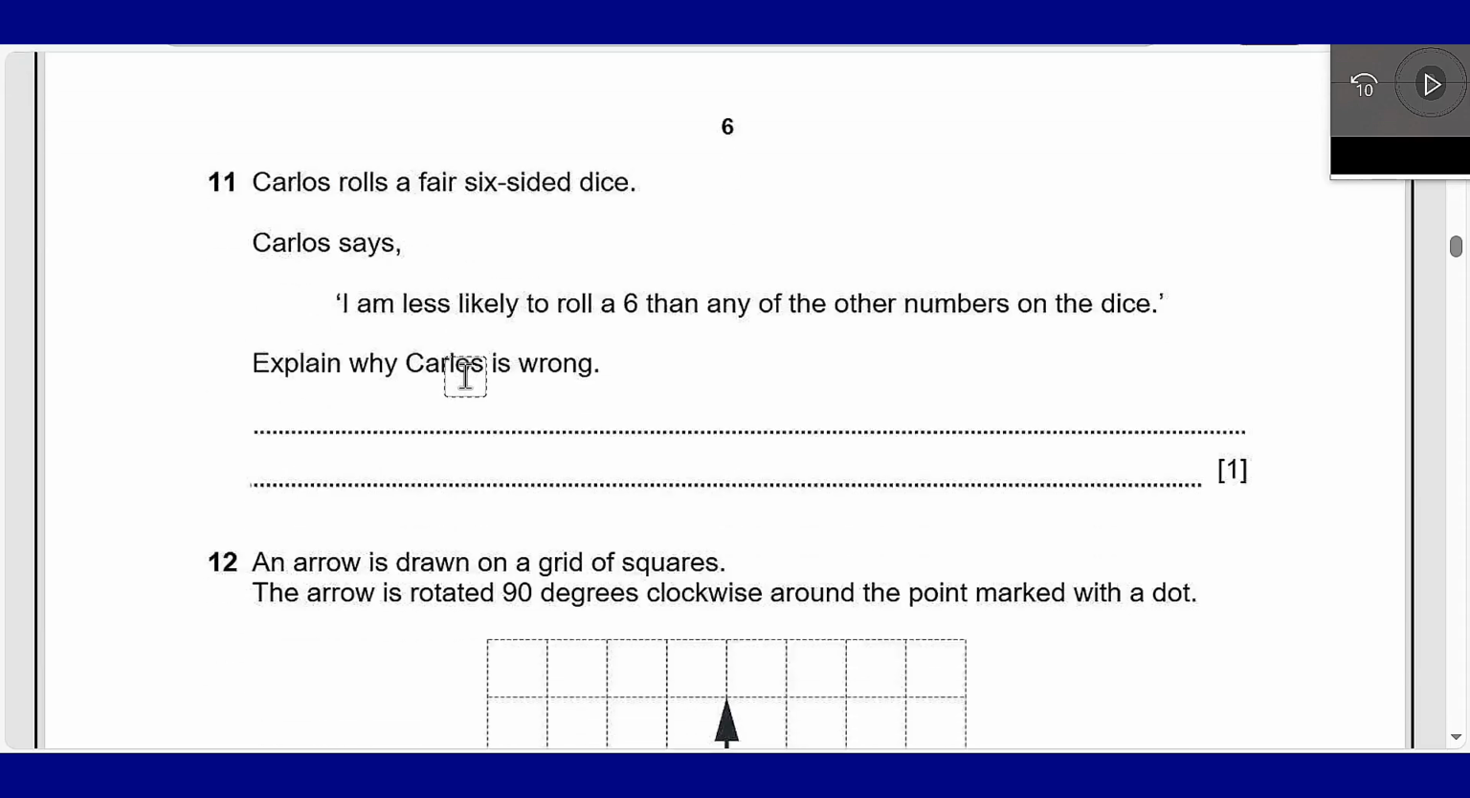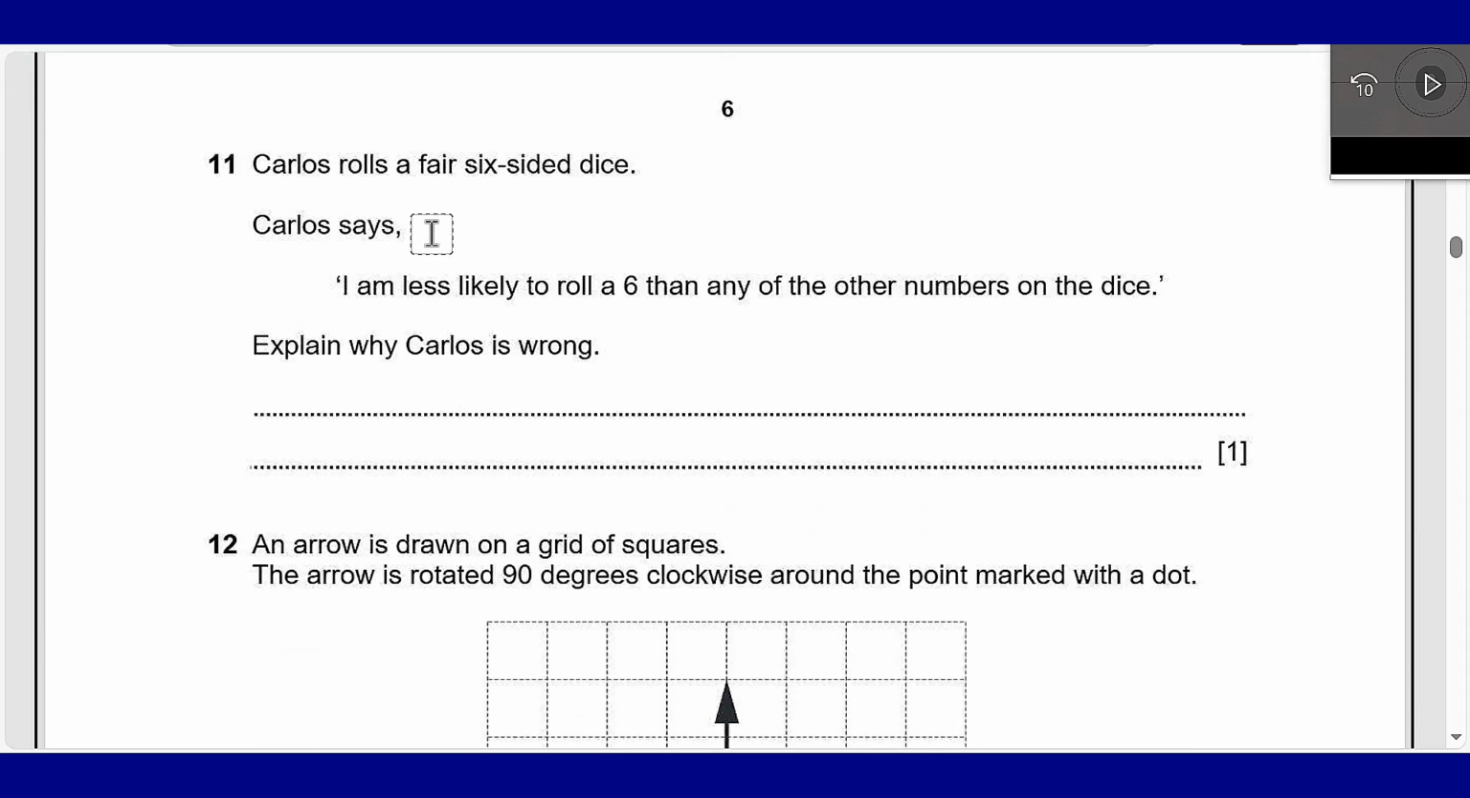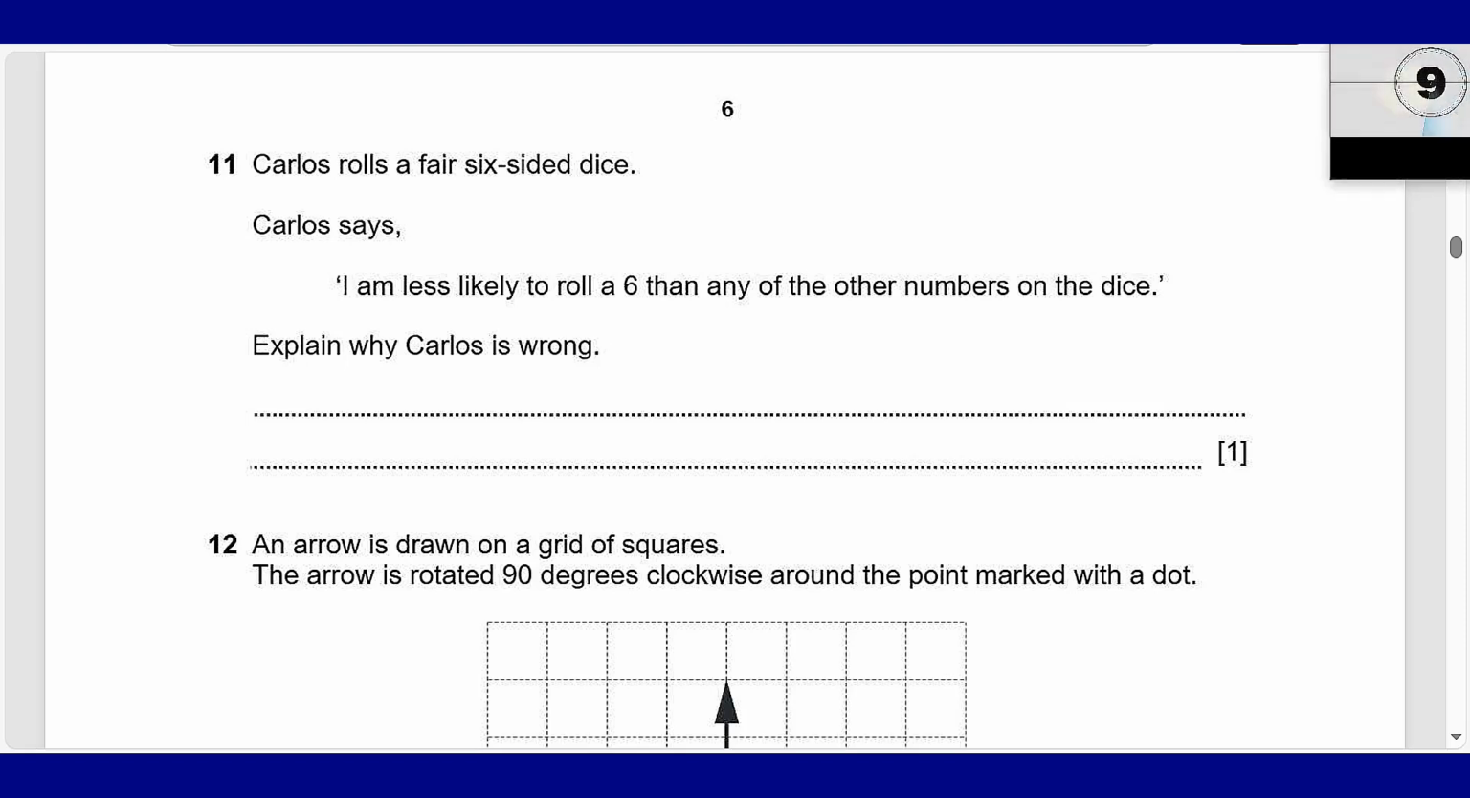Next is number 11. Carlos rolls a fair 6-sided dice. Carlos says, "I am less likely to roll a 6 than any of the other numbers on the dice." Explain why Carlos is wrong.